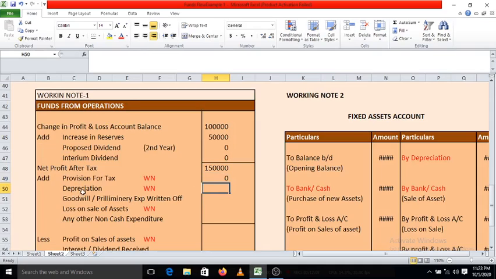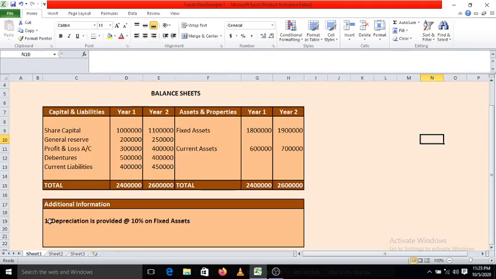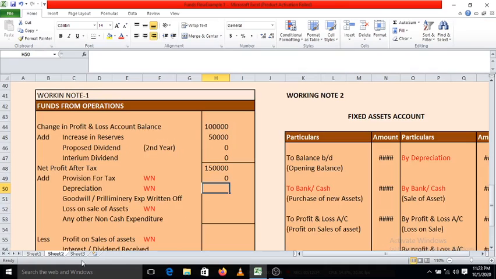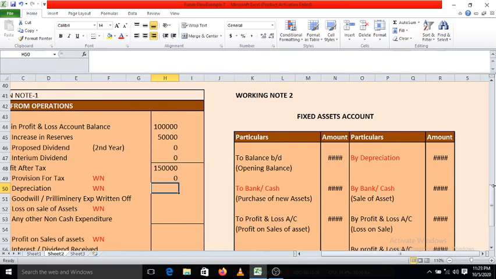Then we have to add further depreciation. And about depreciation there is information. On the balance sheet fixed assets are given for 2 different years, and in addition it is mentioned that depreciation is provided at 10% on fixed asset. So now we will immediately open a separate working note for that fixed asset. This is working note number 2, fixed asset account.